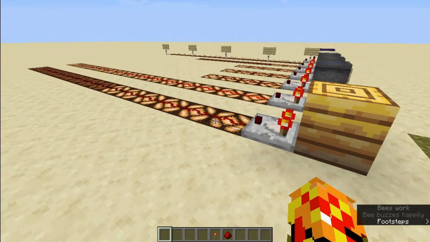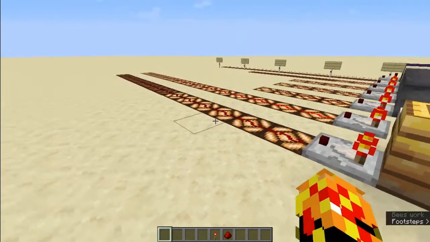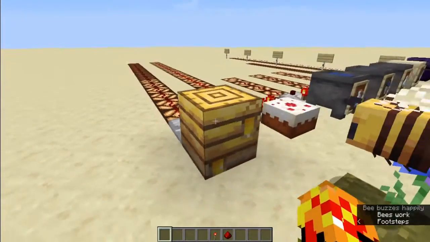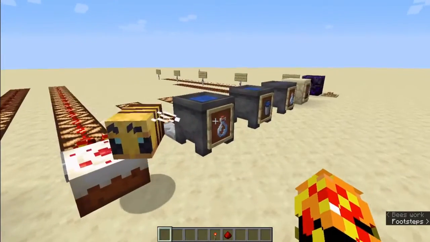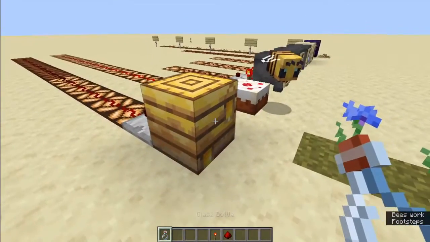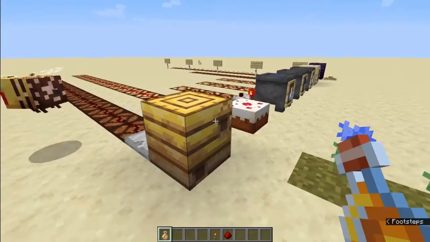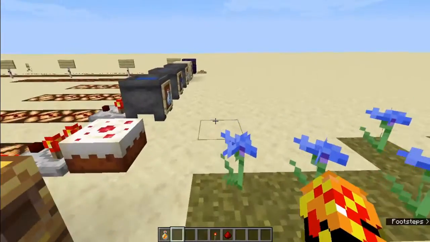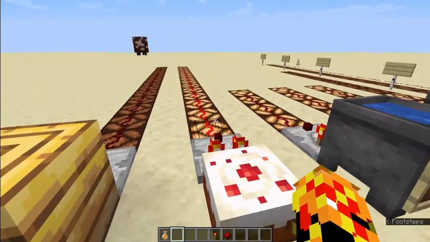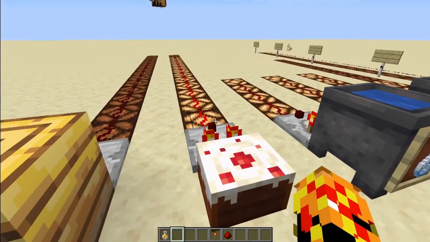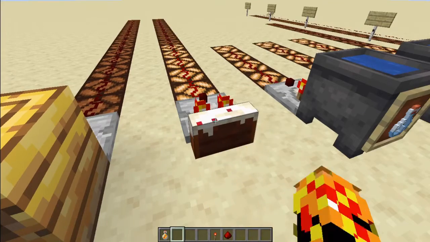The first one is the bee nest. It gives an output based on the amount of honey inside it. So if we drain all the honey from the bee nest, it will become 0. Next comes a cake. The cake will give a full redstone signal of 15 when it's full. But as each slice goes, 2 redstone signals are decreased.